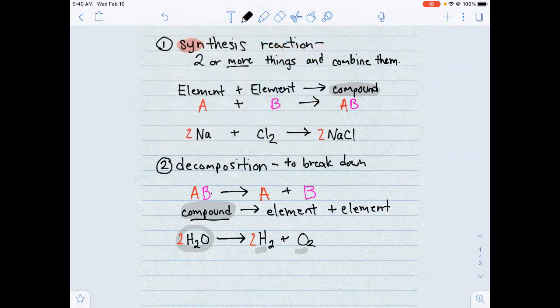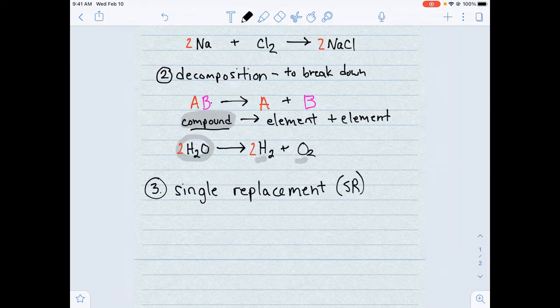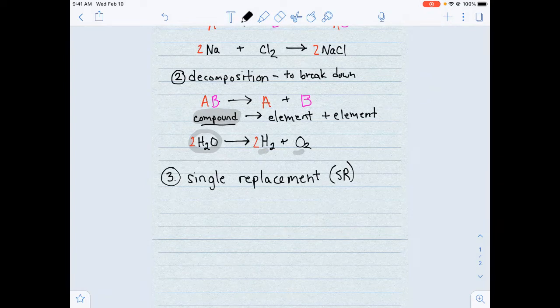Okay. The third type of reaction that we're going to be talking about is a single replacement reaction. Now, typically, to save some time for you guys, we'll often abbreviate that as an SR. It's not a true abbreviation for it, but for our worksheets, that's good enough. A single replacement reaction is always going to be the following way.